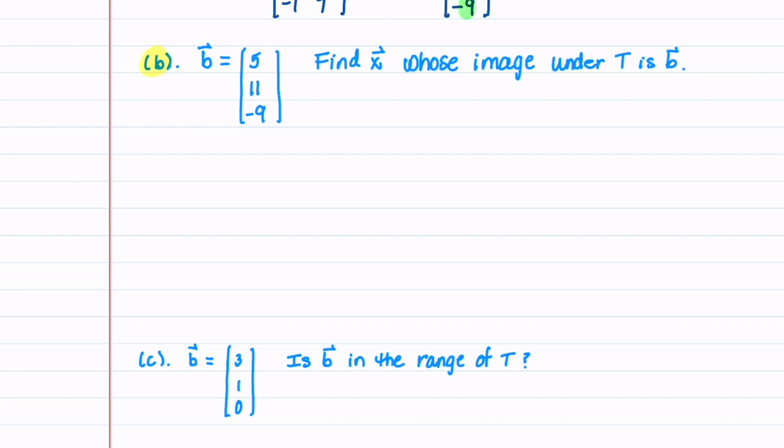Let's now look at part B. In part B, we're given vector b and then asked to find x, whose image under T is b. This means that we need to find x from the equation Ax is equal to b.